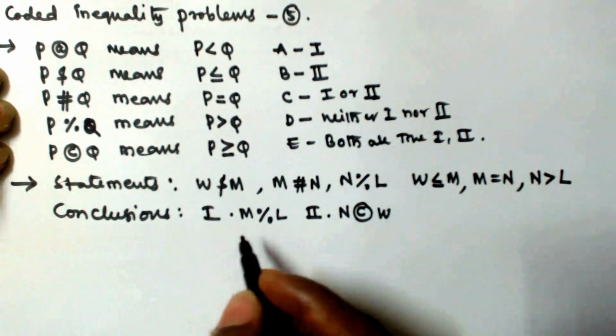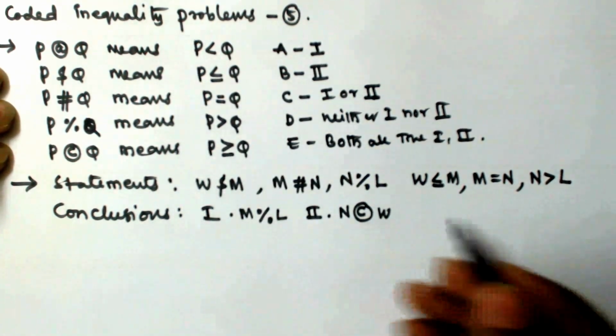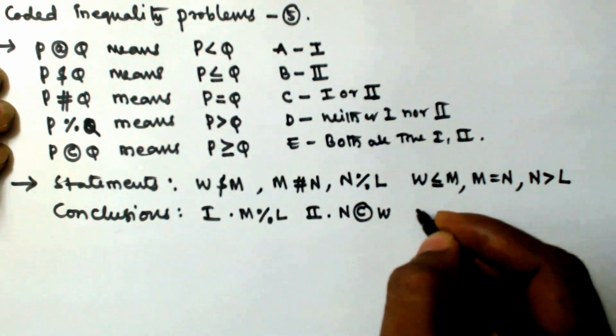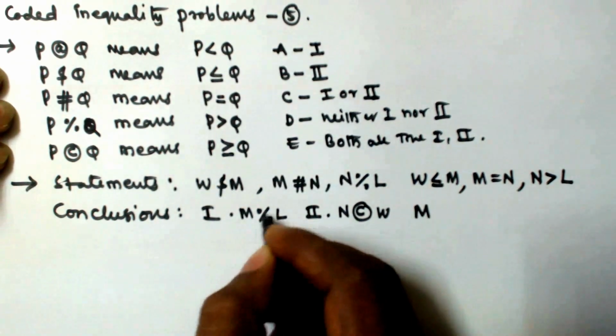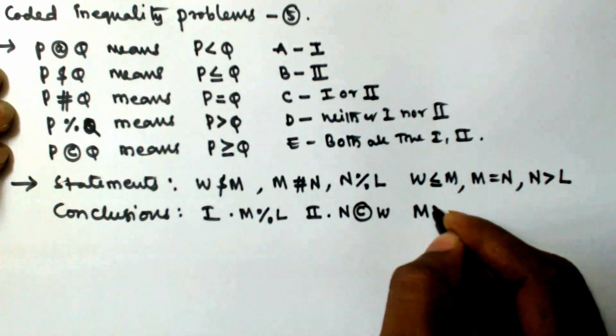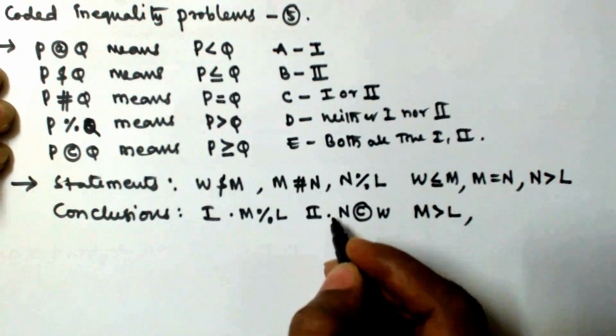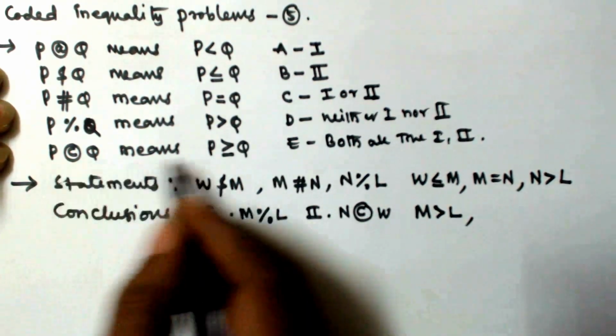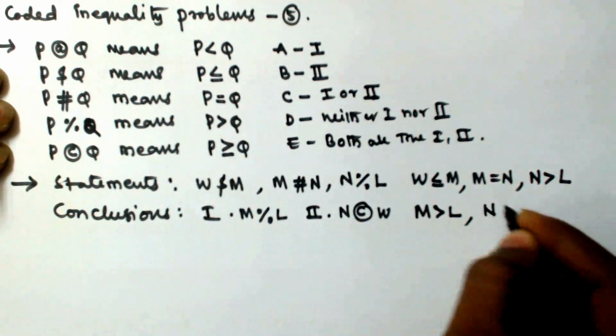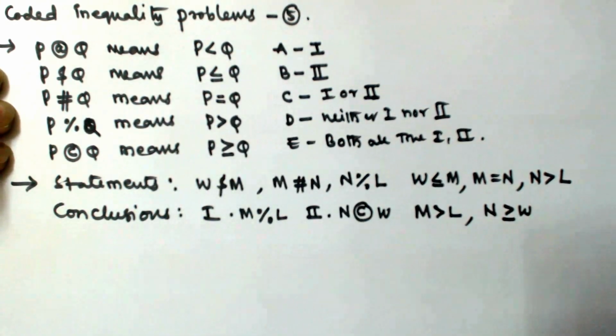Now let us convert the first and second conclusions into mathematical expressions. That is M percentage L. Percentage means greater than, so M greater than L. And N copyright W. Copyright symbol means greater than or equal to, so N greater than or equal to W.